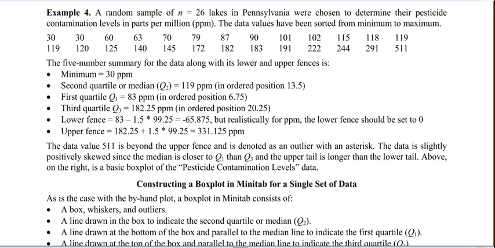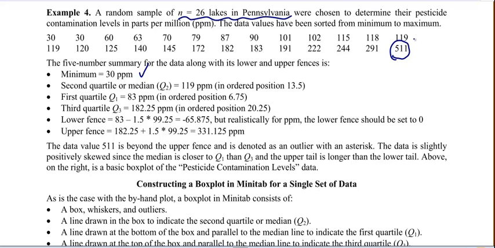I took a random sample of 26 lakes in Pennsylvania, and we chose those to determine their pesticide contamination levels in parts per million. So again, I have a data set in parts per million, and I've already ordered it from minimum to maximum. That ordering is so important, but I've done it in all these examples just to move us along. So the 5-number summary: the minimum definitely is 30. I can't believe I didn't put the maximum here, but it's 511.